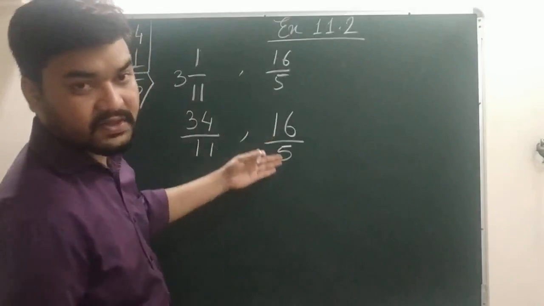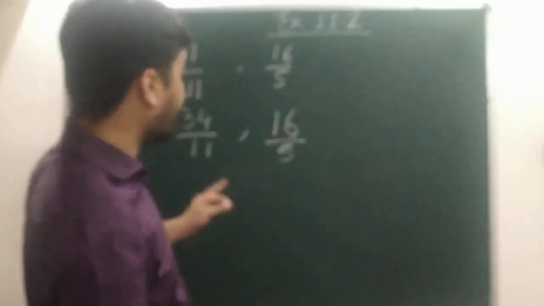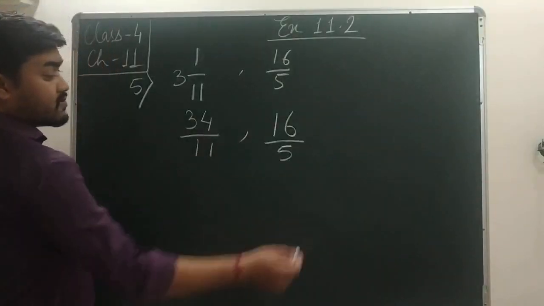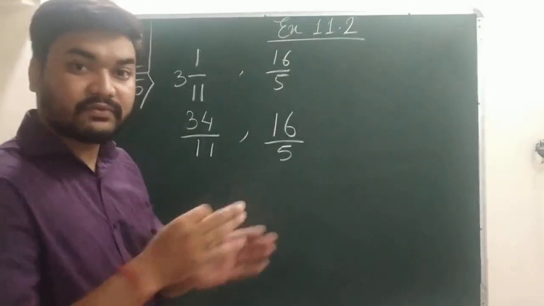Next one, it is written in improper fraction only. Now we have to compare it. So again we will do the same process. We have to cross multiply.